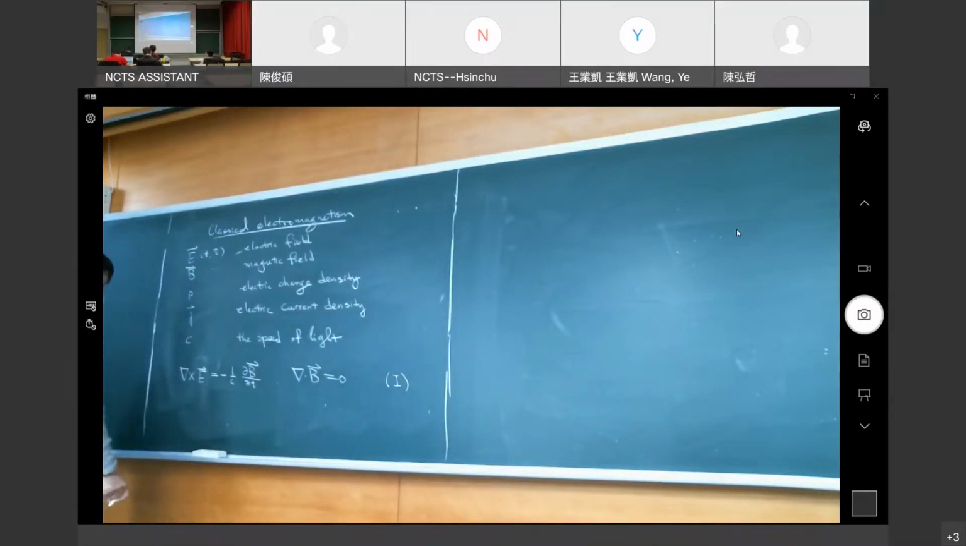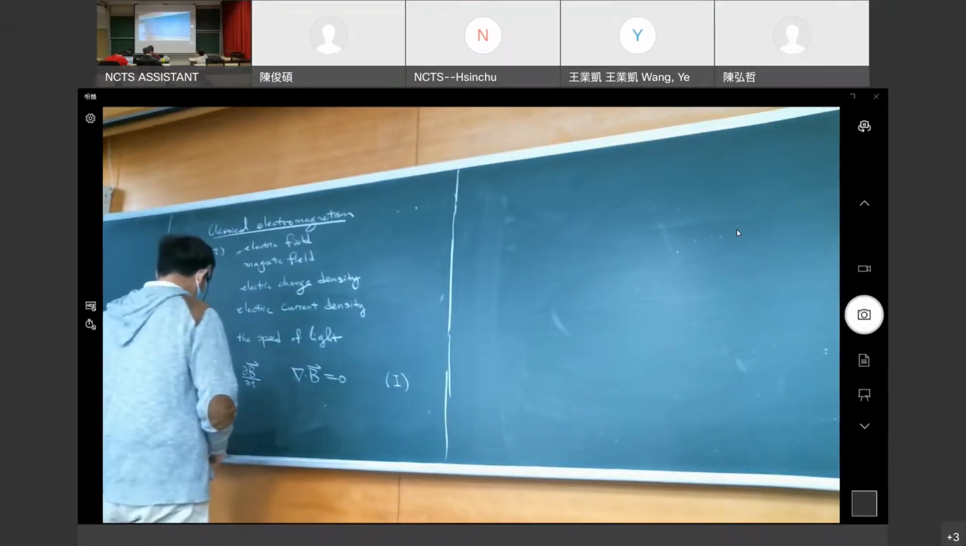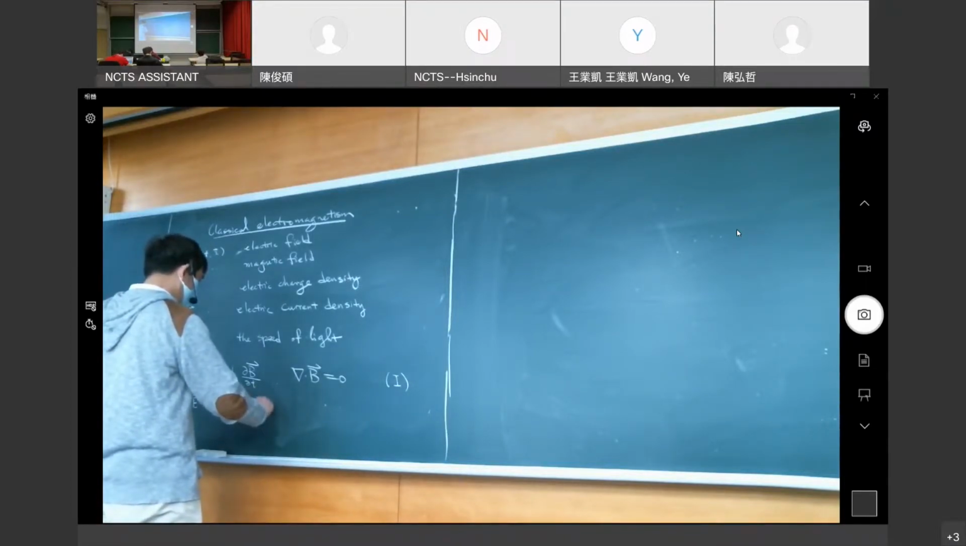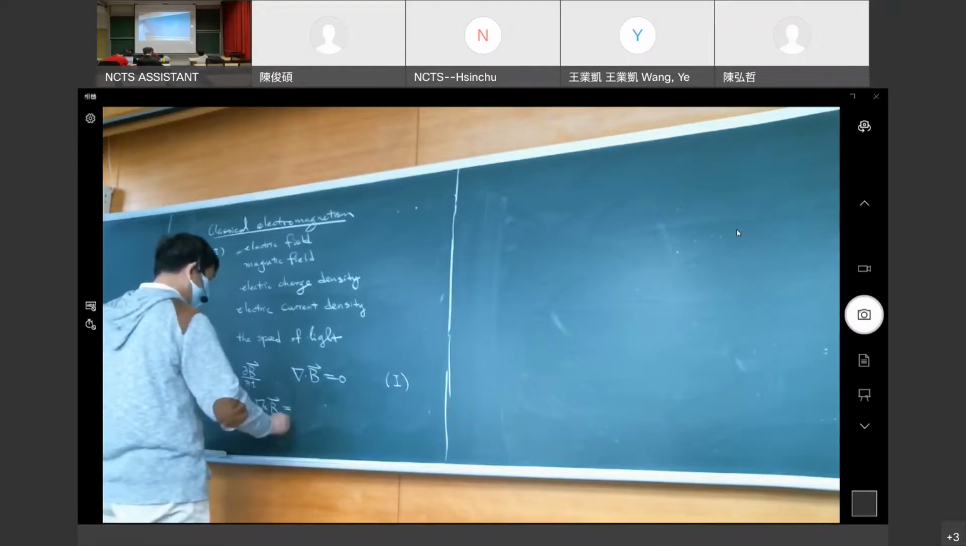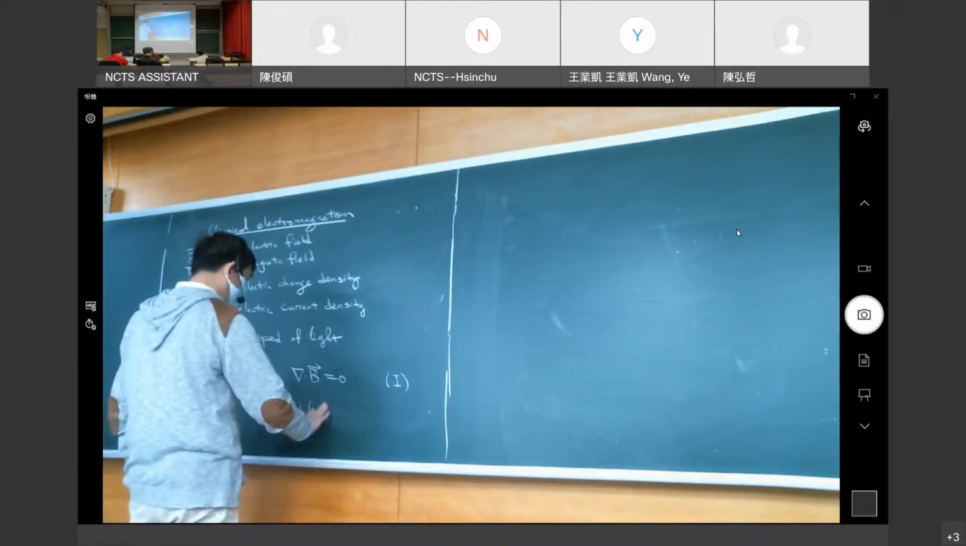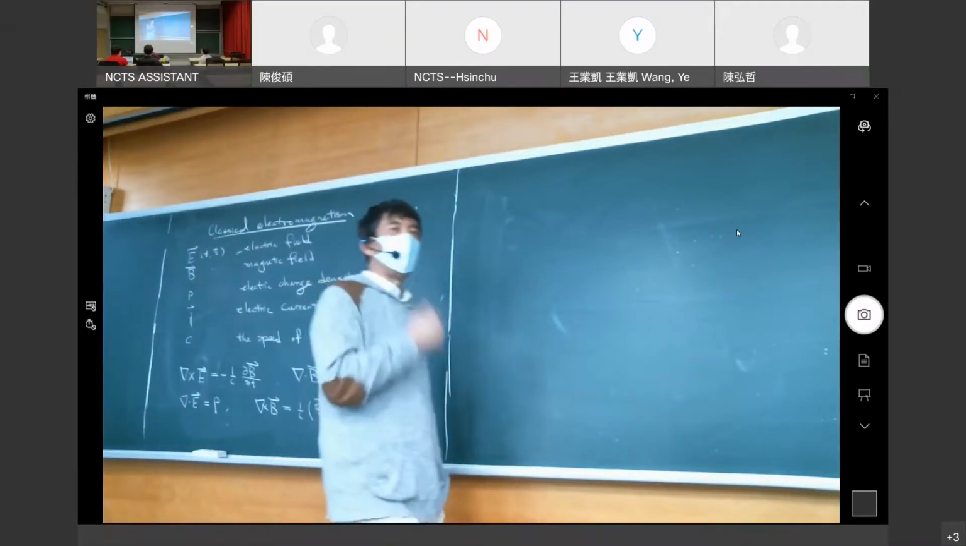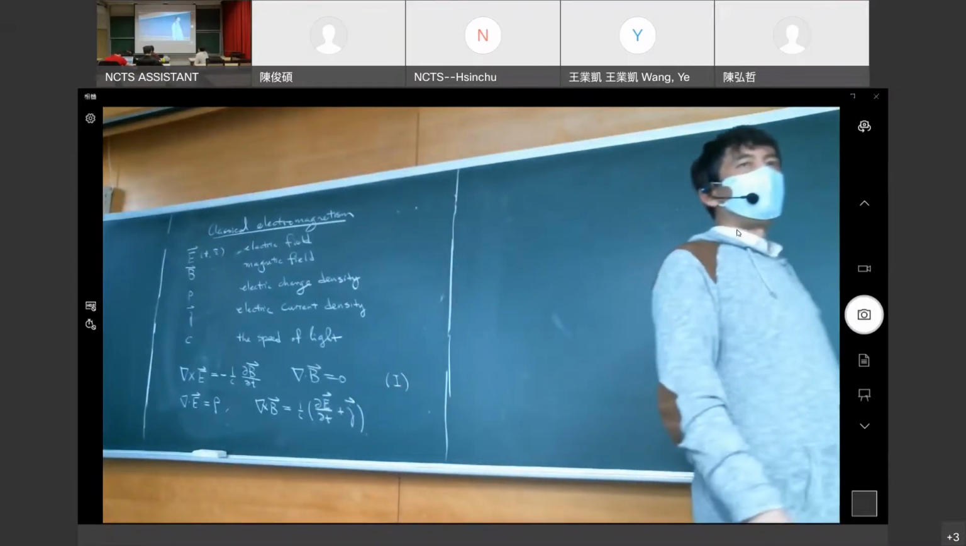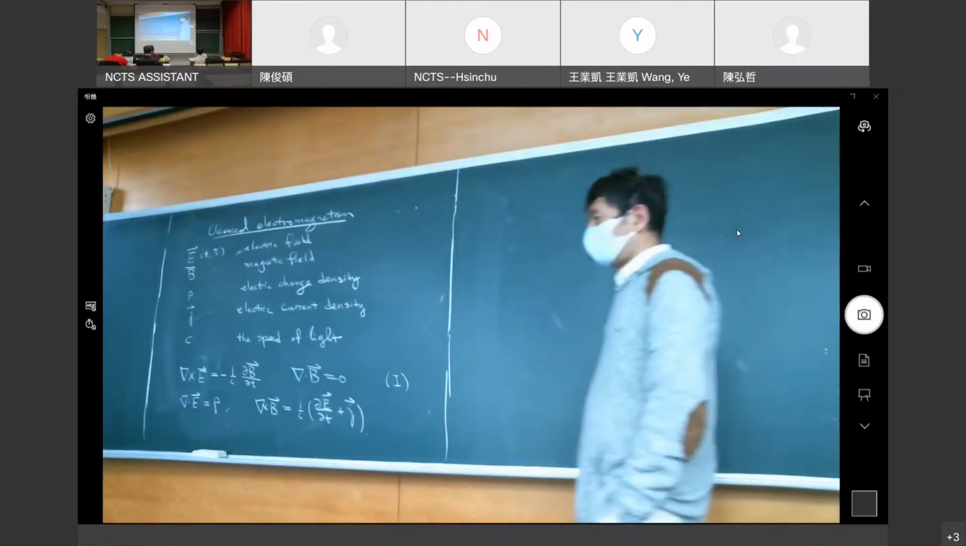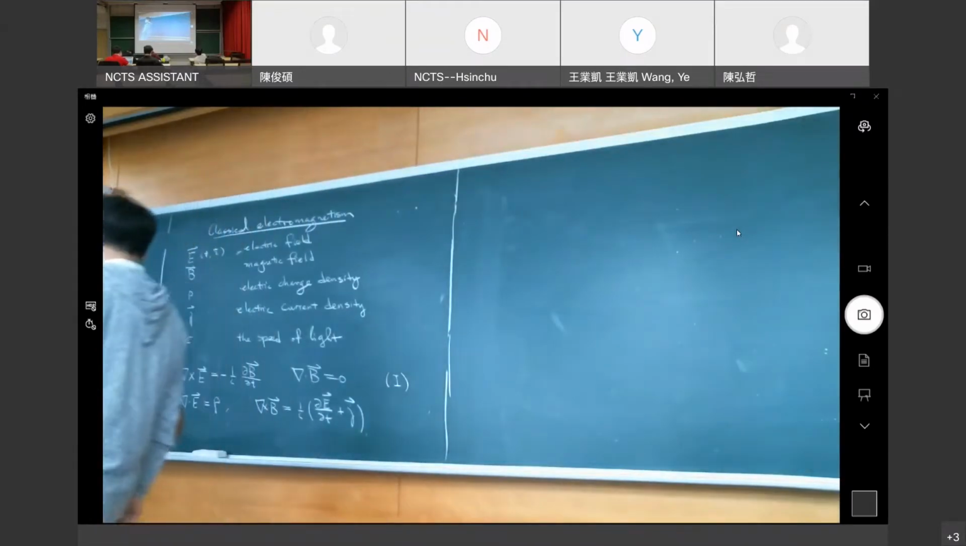And there are two additional equations: the divergence of E is equal to rho, where all the notations are explained above. And then the curl of B is equal to plus dE dt, and then plus J. The last term, J, is put in by Maxwell, and this is why the whole set of equations are called Maxwell equations.